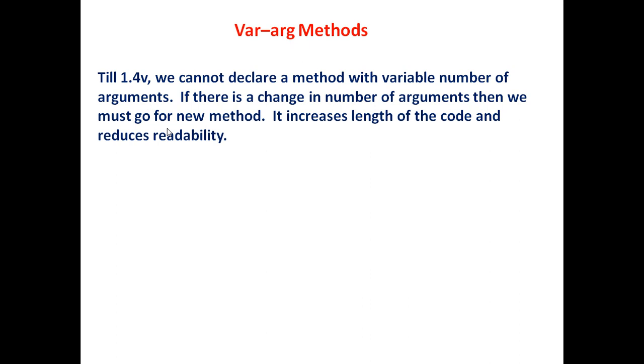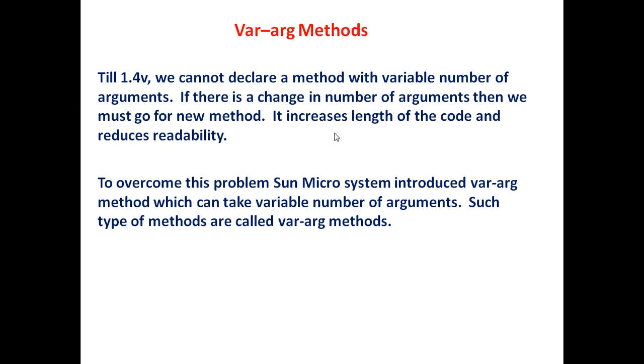If there is a change in the number of arguments, then we must go for a new method, as I have already explained. So it increases the length of the code, of course, and reduces readability, which is the outcome of increasing the length of the code, right? So how do we overcome this problem? To overcome this problem, Sun Microsystems introduced the variable argument method, which can take a variable number of arguments. You need to define only one method, and it's going to take care of all the arguments that you pass to it, whether it's 2 arguments, 3 arguments, or more. Such methods are called variable argument methods, right?